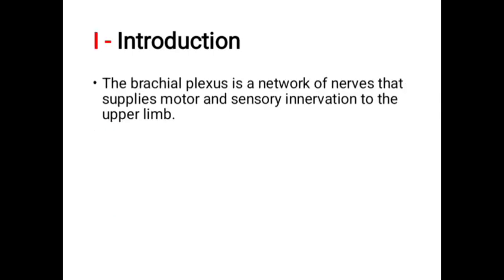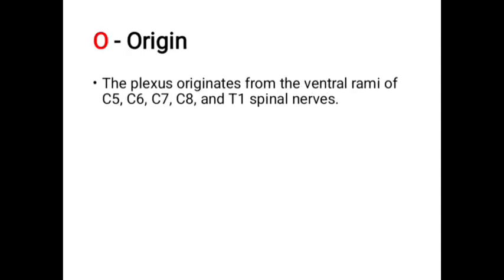As introduction, the brachial plexus is a network of nerves that supplies motor and sensory innervation to the upper limb. Now, the brachial plexus originates from the ventral rami of C5, C6, C7, C8, and T1 spinal nerves.